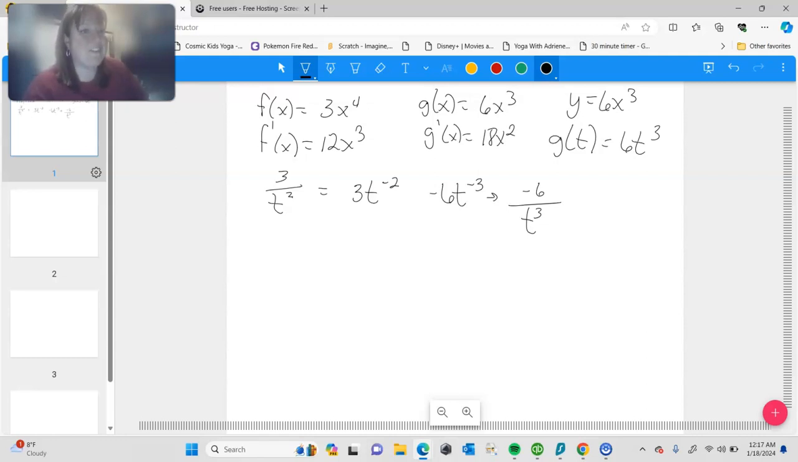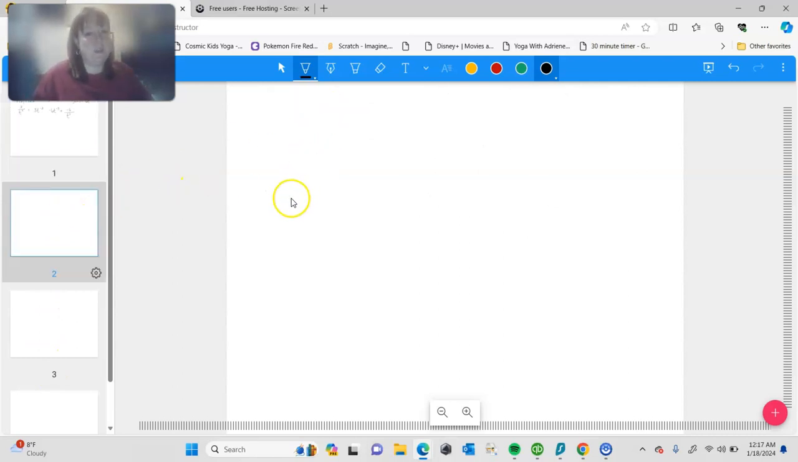But we will get there to this rule and all the other rules and the product rules and things like that of how we find these derivatives that way. But for today, we're doing the limit definition. So let's look and see what that looks like for this one. So we're starting with 3 over t squared.